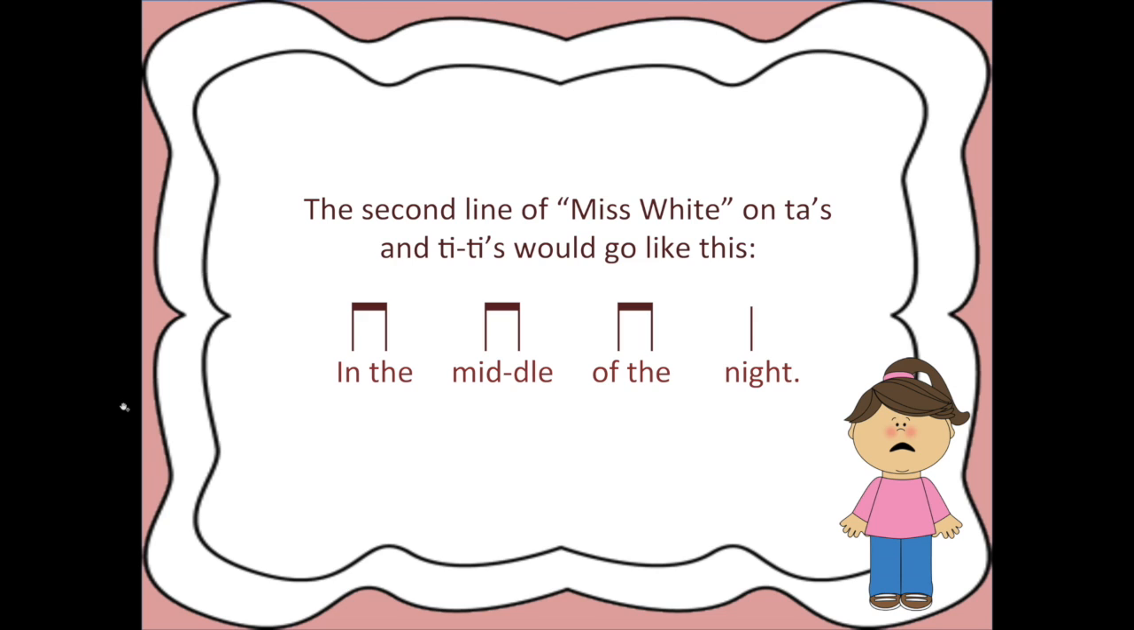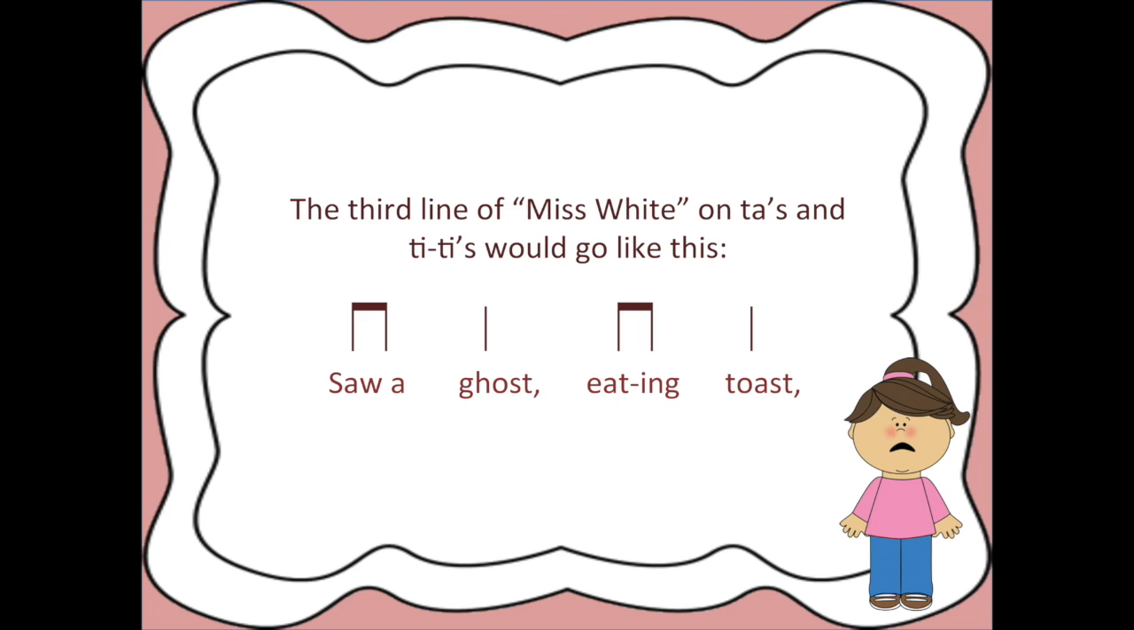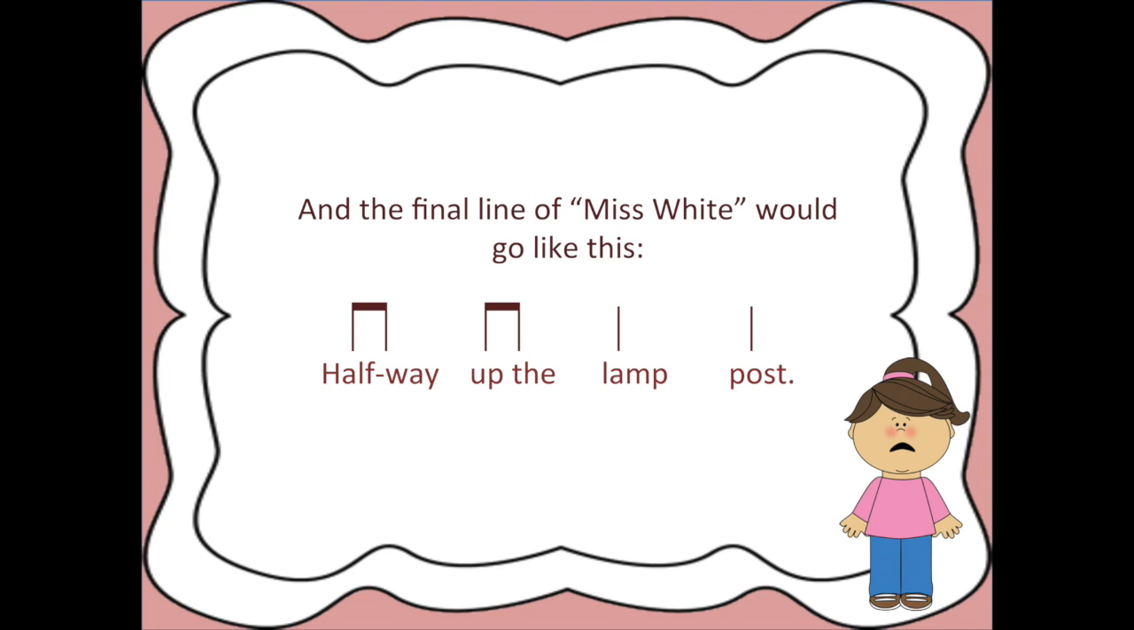Good. The second line of Miss White on TAs and TTs would go like this. TT, TT, TT, ta. 1, 2, here you go. Good. The third line would go like this. TT, ta, TT, ta. 1, 2, here you go. The final line of Miss White would go like this. TT, TT, ta, ta. 1, 2, here you go.